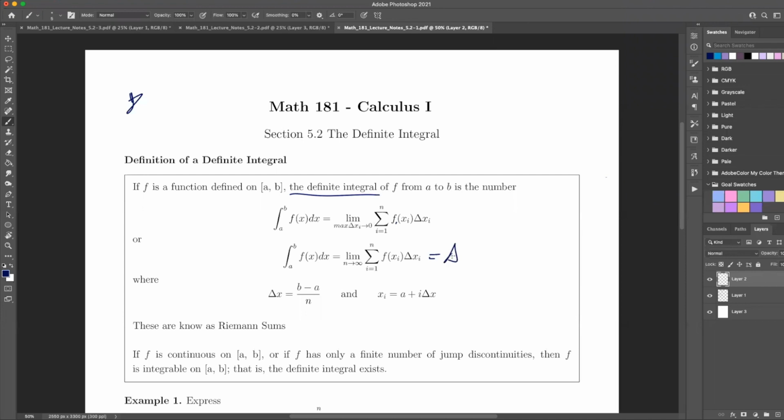Remember, this was just our area underneath the curve from last time, from this definition. We're just going to take our delta x's and take the limit as I take an infinite sum of infinitely small pieces, where delta x is (b minus a) over n, and here I'm just choosing a right sum. In this case, we're letting n approach infinity. These are known as Riemann sums, named after the person who started all this.